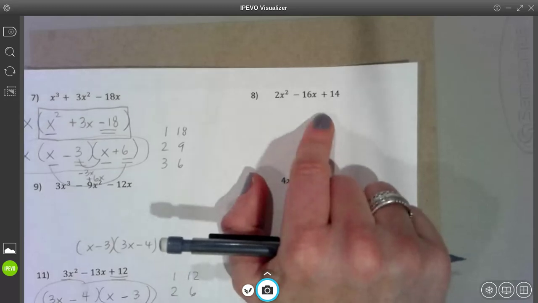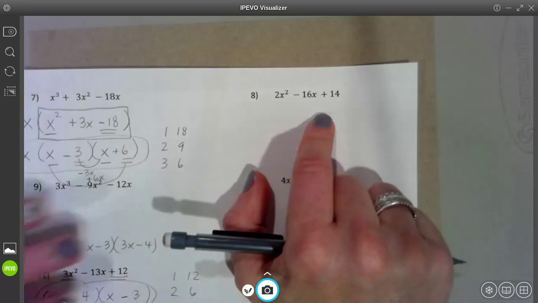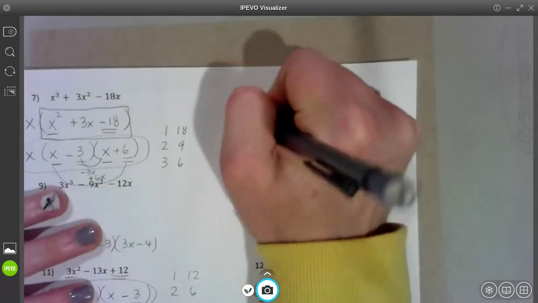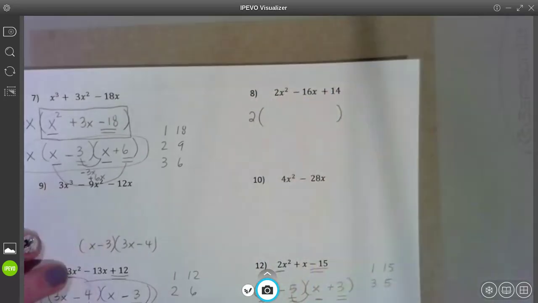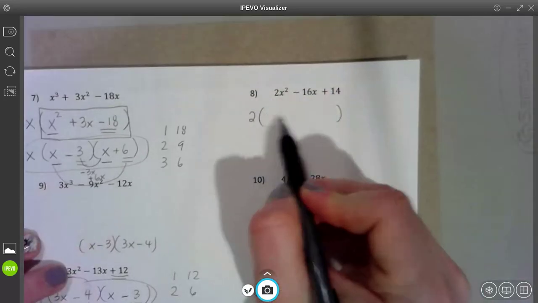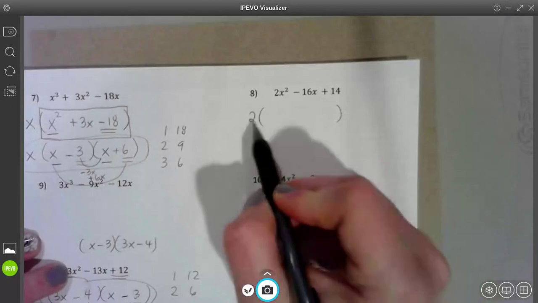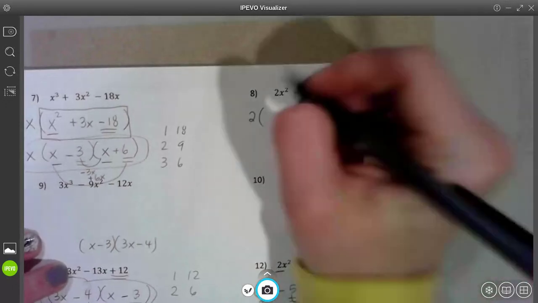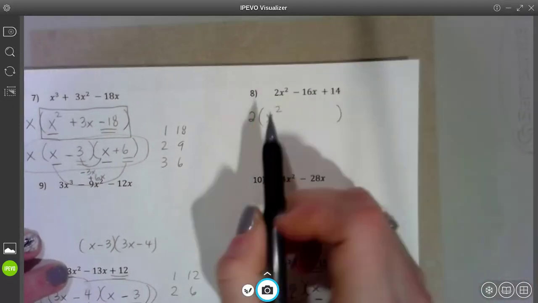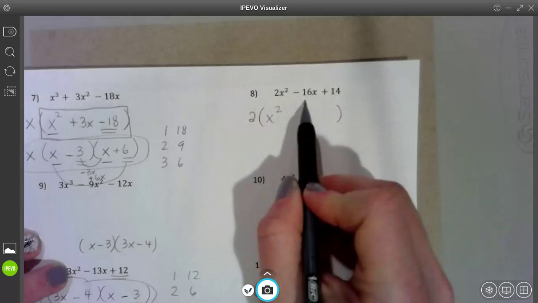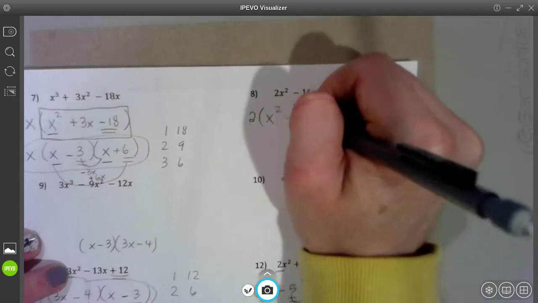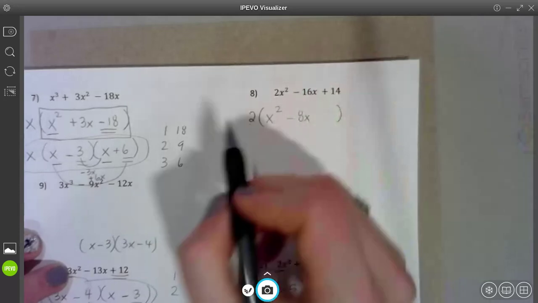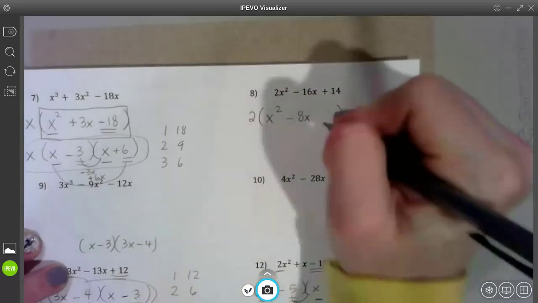So we definitely want to factor that 2 out because what it should do is make it easier to factor. So let's take the 2 out and see what expression is left. It'll leave you with easier, smaller numbers to work with. All right, so 2 times what gets back to the 2x squared? I'll need an x squared. 2 times what gets you back to the negative 16x? A negative 8x. And then 2 times what gets you back to 14? A positive 7.